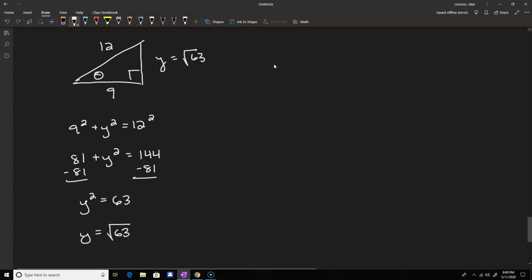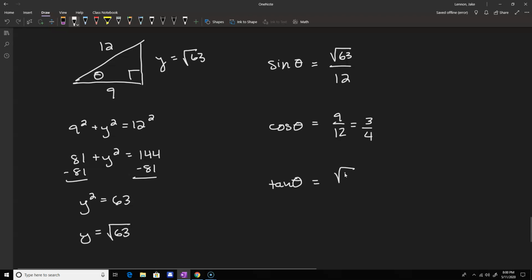So to figure out the 6 trig functions, we have our 3 basic ones: sine of theta, cosine of theta, and the tangent of theta. So we're just writing down the ratios. We're not doing anything more complicated than that. So the sine of theta is the opposite side divided by the hypotenuse. So in this case, that would be the square root of 63 over the hypotenuse of 12. The cosine of theta would be 9 over 12, which we would typically simplify to 3/4. And the tangent of theta is the opposite, the square root of 63, over the adjacent side of 9.